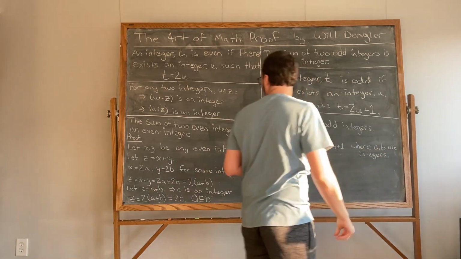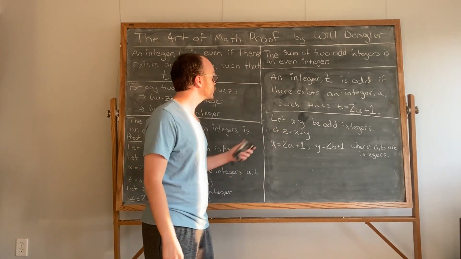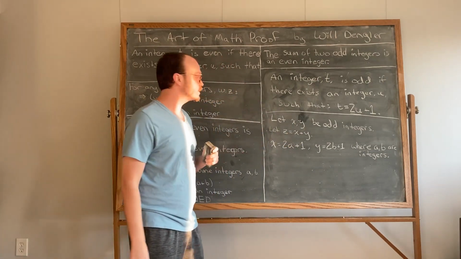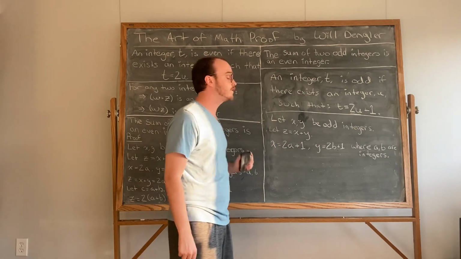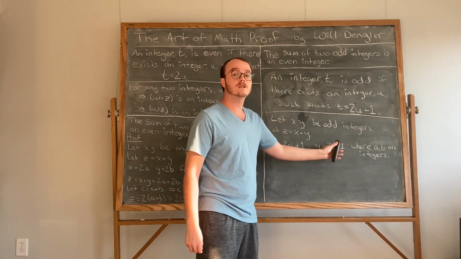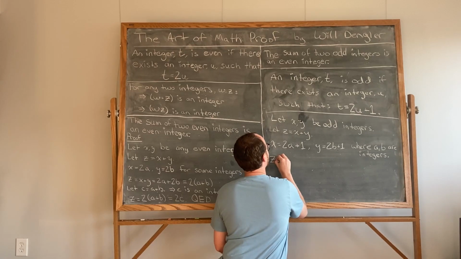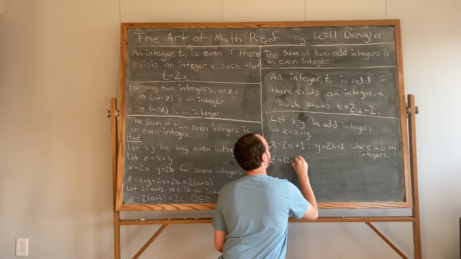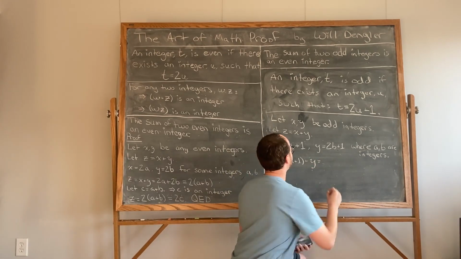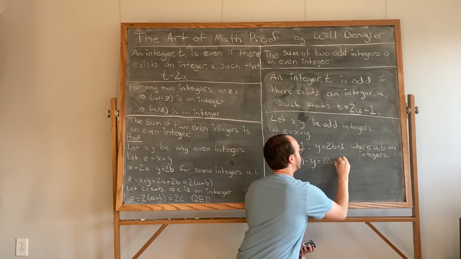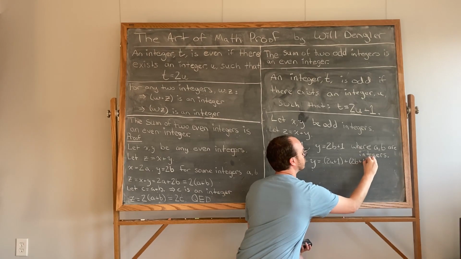Okay, and just as before in our proof of evenness, now that we have x and y in another form, we can substitute them in for the equation for z. So since z is equal to x plus y, I can substitute in 2a plus 1 for x. I can substitute in 2b plus 1 for y. So let's do that. So z is going to be equal to 2a plus 1 plus y. And substituting in the y, we're going to get 2a plus 1 plus 2b plus 1.